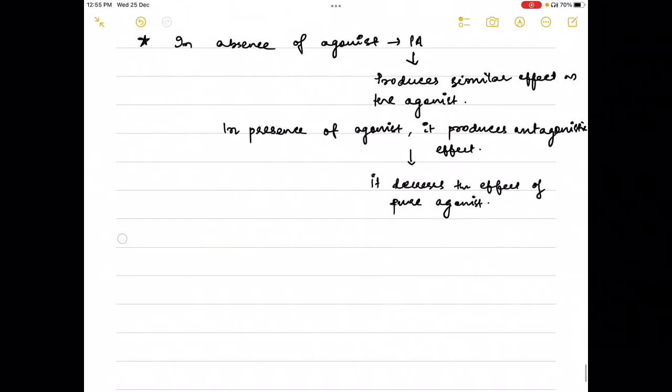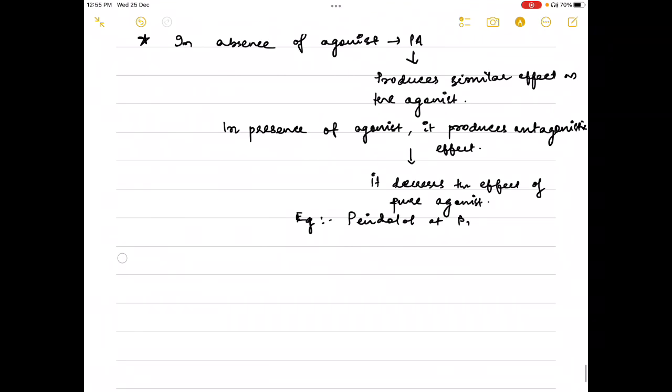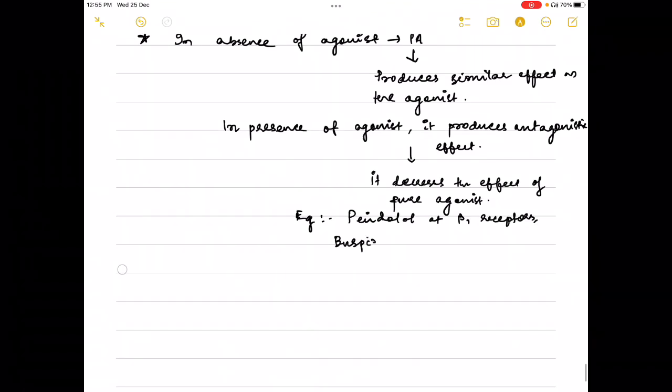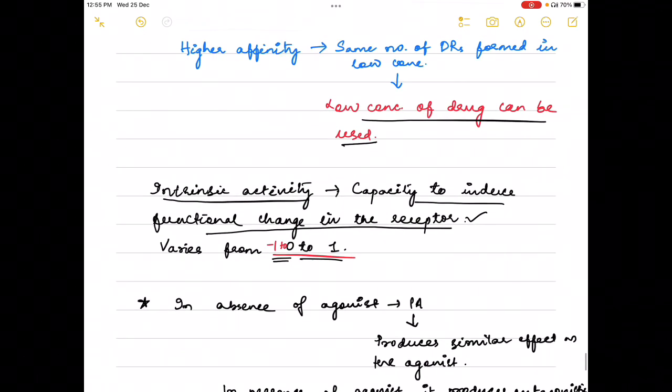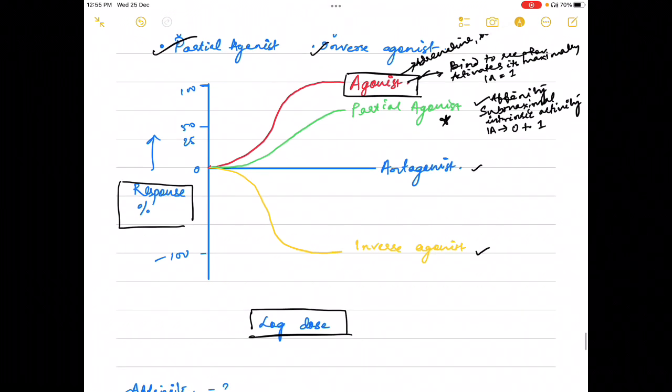So what are the examples of partial agonist? The examples are pindolol at beta 1 receptors, buspirone at 5-HT1 receptor. Okay, so these are the examples of partial agonist. And what are the examples of agonist? Like adrenaline, histamine on their respective receptors.